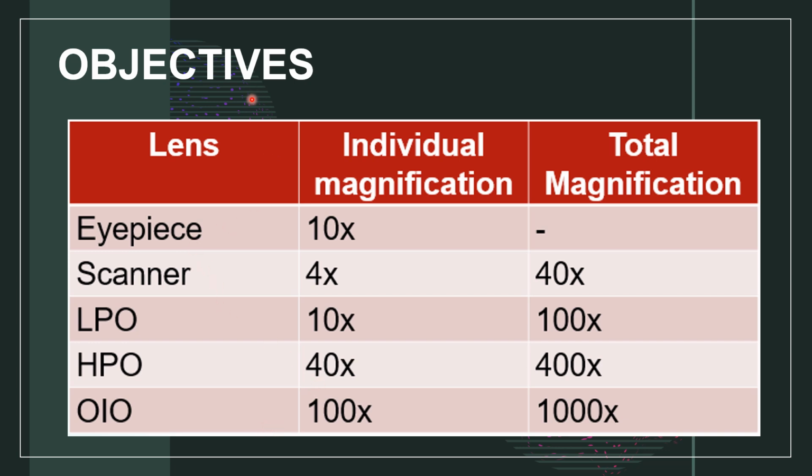Given the formula earlier, the total magnification is obtained by multiplying the individual magnification with the eyepiece, which is usually 10 times magnification. When you are using the scanning objective, 4 times 10 will give you 40. When you are using the low power objective to view an object under the microscope, you multiply 10 times 10 to give you 100. And of course, you do the rest for this one.